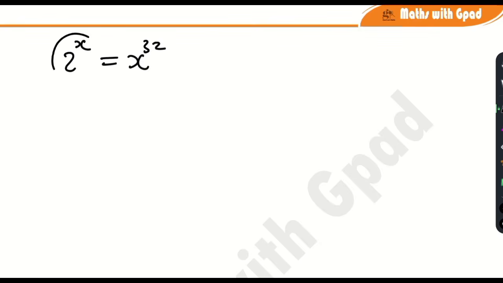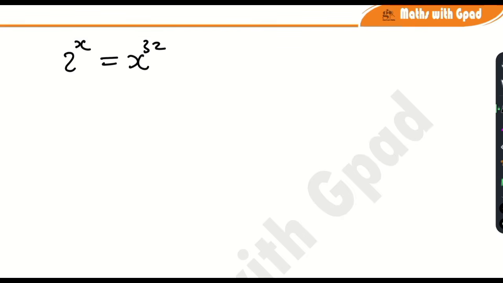This is 2 raised to the power x. This is x raised to the power 32. Now, the question is, is it possible to get rid of this power of x and then bring in a number there? Then is it possible to get rid of this 32 and bring in a letter? So we are going to have x on one side and numbers on the other side. Firstly, what can we do to get rid of x and then 32 on the other side?